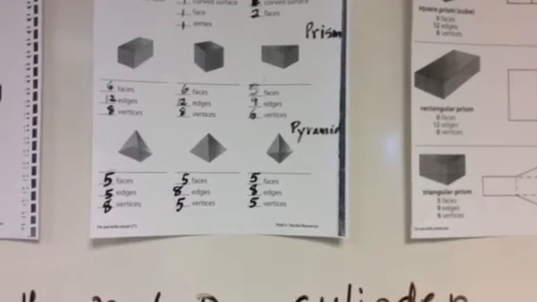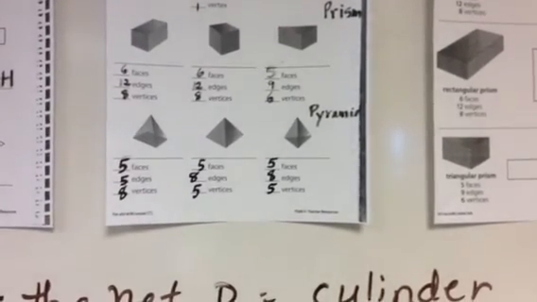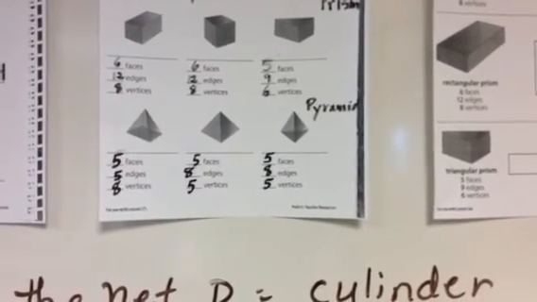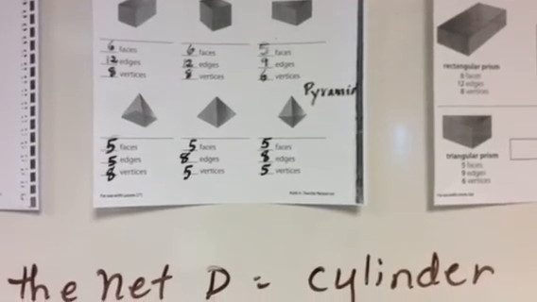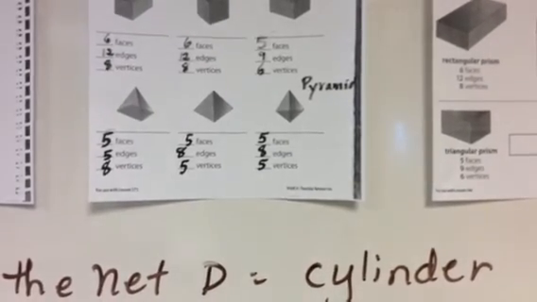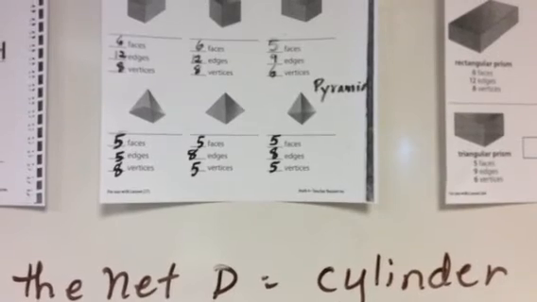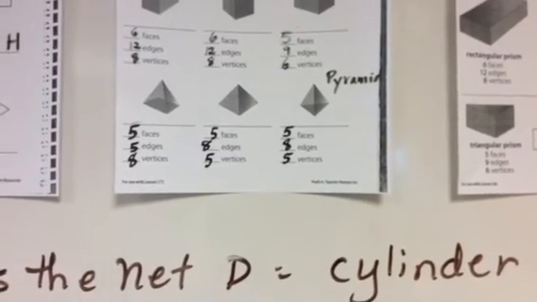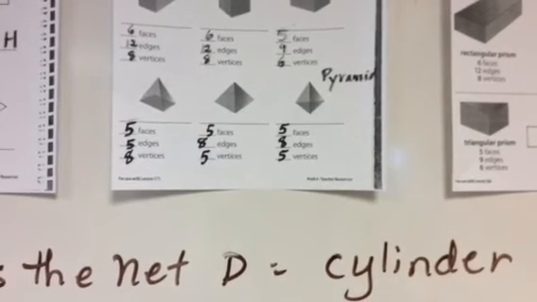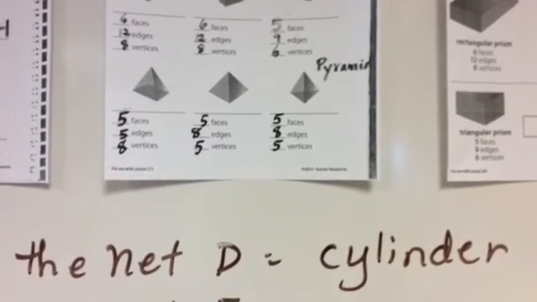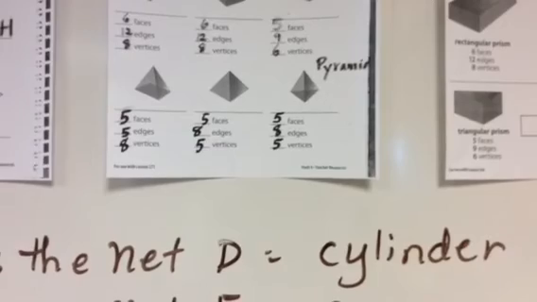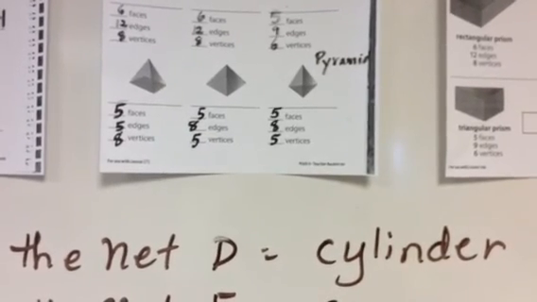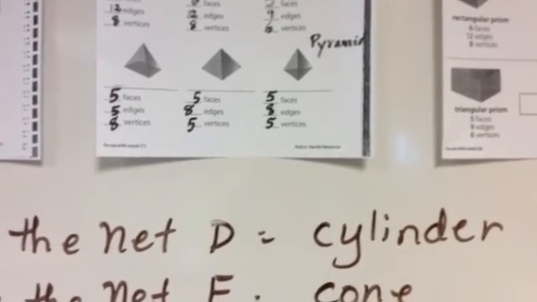A rectangular pyramid has 5 faces, 8 edges, and 5 vertices. Then a square pyramid has 5 faces, 8 edges, 5 vertices. A triangular pyramid has 4 faces, 6 edges, 4 vertices.